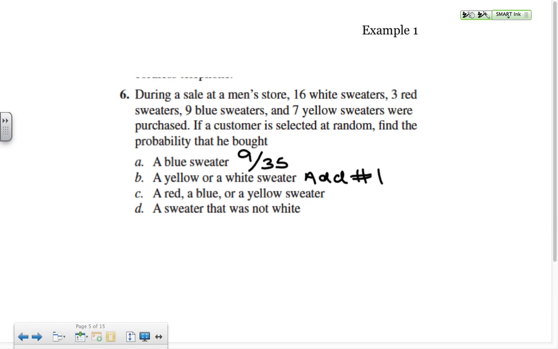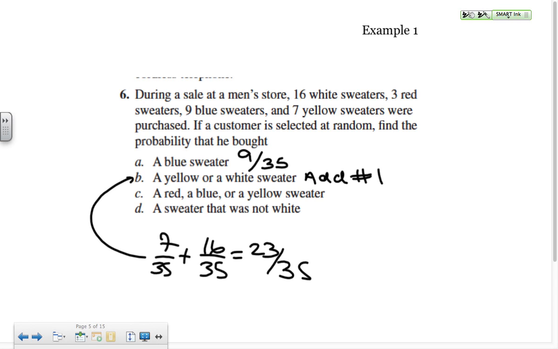I just want you to write down what rule you are going to use to solve that problem. But we're going to continue the problem just because I want you to see these. So yellow or white sweater is addition rule number 1. A yellow sweater is 7 out of 35, and a white sweater is 16 out of 35. If I add those up, I would get 23 out of 35. So that's the answer to B.